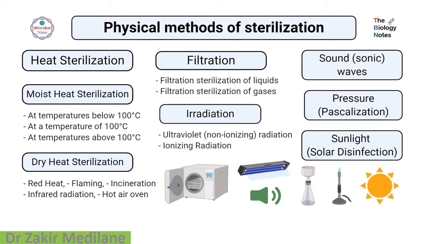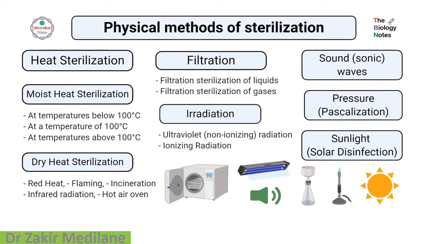In pharmaceutical industries, most of the sterilization we perform is moist heat sterilization, which is performed at a temperature of 100 degrees Celsius and above. Whereas dry heat sterilization is red heat, performed at high temperature, that is high flames. It includes incineration, infrared radiation, and the hot air oven. In all these equipments we perform dry heat sterilization.